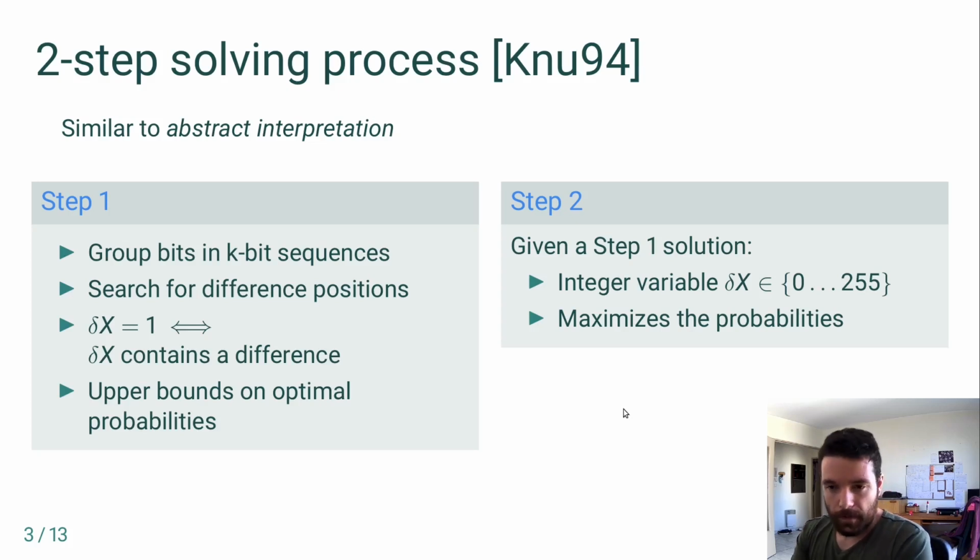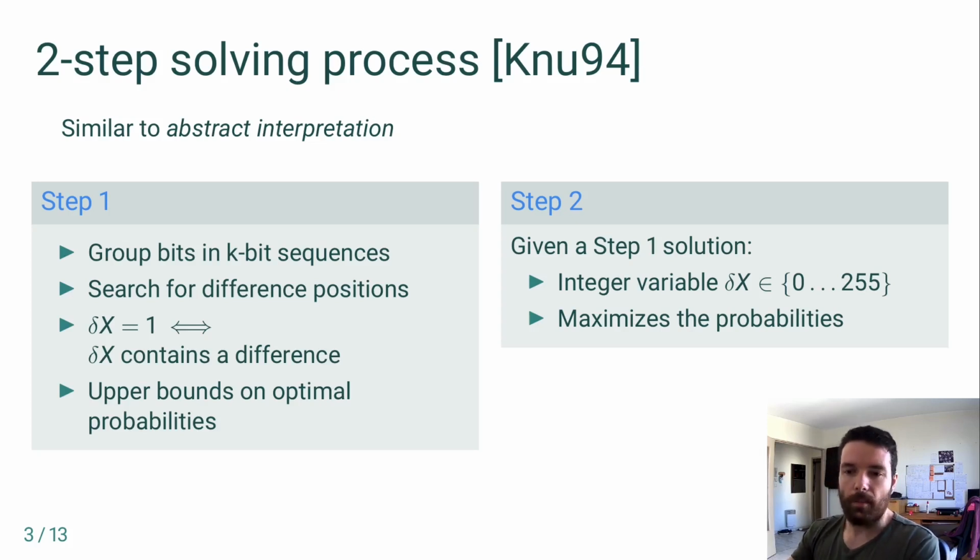So this problem is quite challenging to tackle at first. A lot of people try to find good ways to find good probabilities. And one groundbreaking strategy used something very similar to abstract interpretation. So it's a two-step process. In the first step, we group some bits together into a k-bit sequence. So instead of having a lot of bits, we will have some packets.